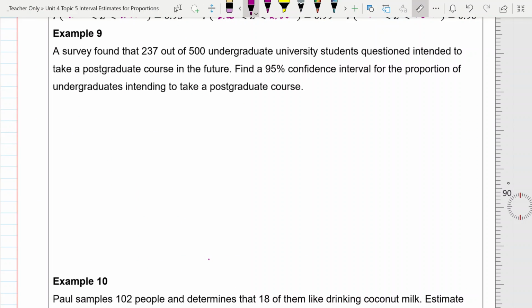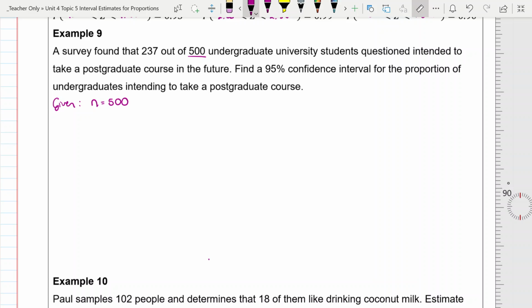Alright, so let's have a look at a survey that we've done. The survey found that 237 out of 500 undergrad university students questioned intended to take a postgrad course in the future. And they want us to find a 95% confidence interval for the proportion of undergrads intending to take a postgrad course. So what we've been given is that there were 500 undergrad university students surveyed.